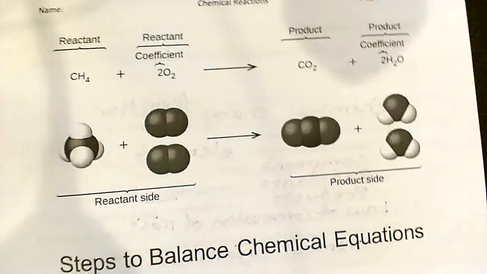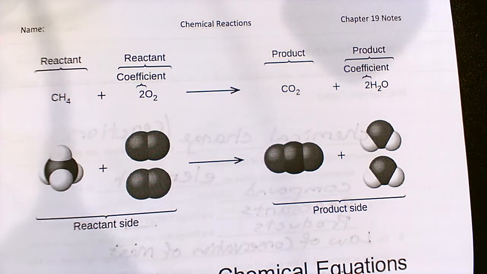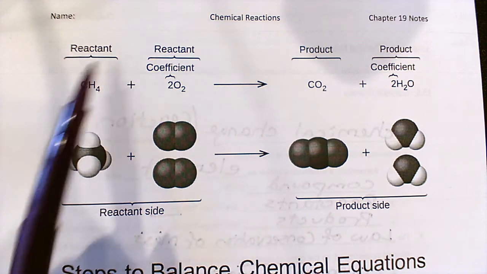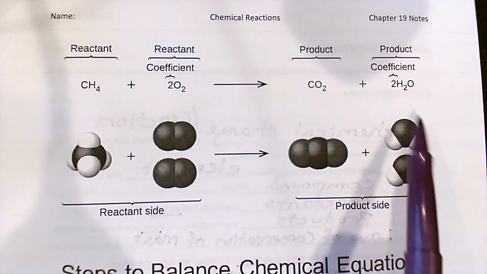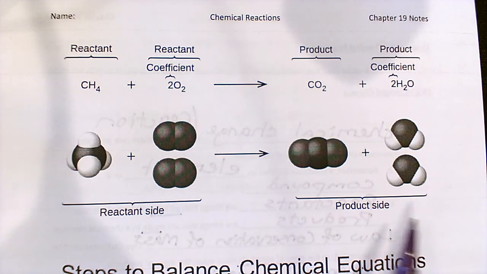So, I promised you a picture. Here's my picture. I have the reaction arrow, and you could think of the left side of the arrow as before and the right side as after. So this is the stuff that we have going into the reaction, and this is the stuff that we have coming out of the reaction that we're making. So we have the reactants on the left, the products on the right.